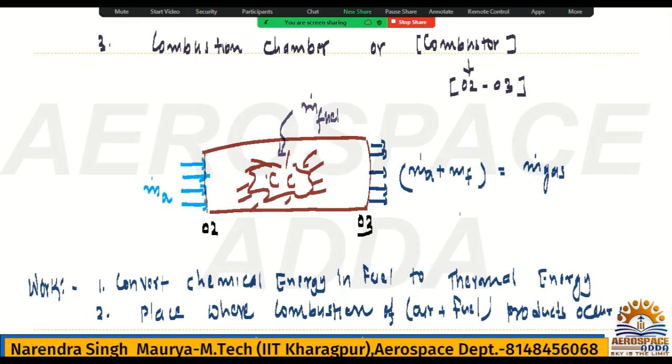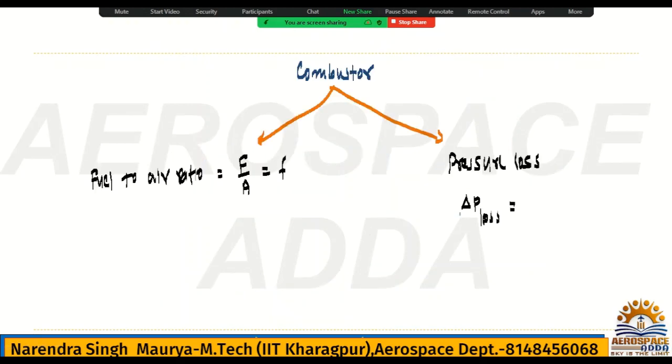So no doubt, P naught 2 and P naught 3 are almost always the same. But if the problem gives a loss in the combustion chamber, then it will not be the same. If P naught 2 and P naught 3 are not the same, then you may say there is a loss in total pressure. Otherwise, total pressure must be the same, because it is happening at constant pressure only. So what is the loss of pressure?